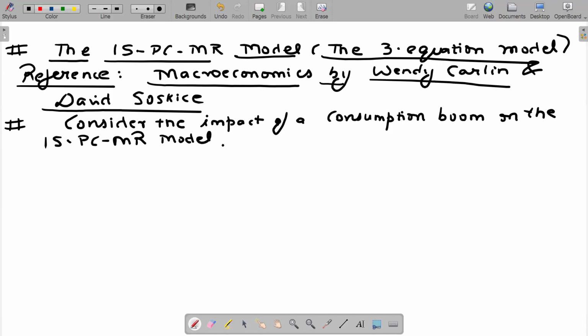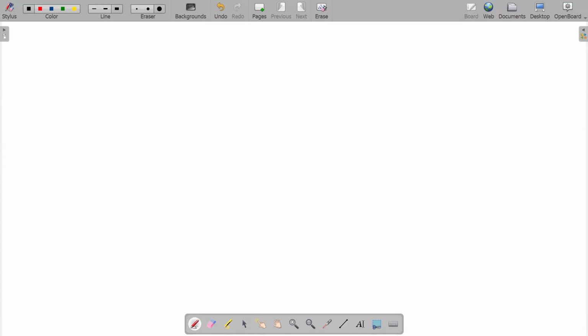Remember, in the previous lecture, we learned that the Phillips curve and the monetary rule curve are drawn in the same output-inflation space. So let's quickly draw the diagram. I'm first of all erasing everything because I will be needing some space to draw the diagram. We are looking at the impact of a consumption boom. So on the top, I'm drawing these three diagrams.